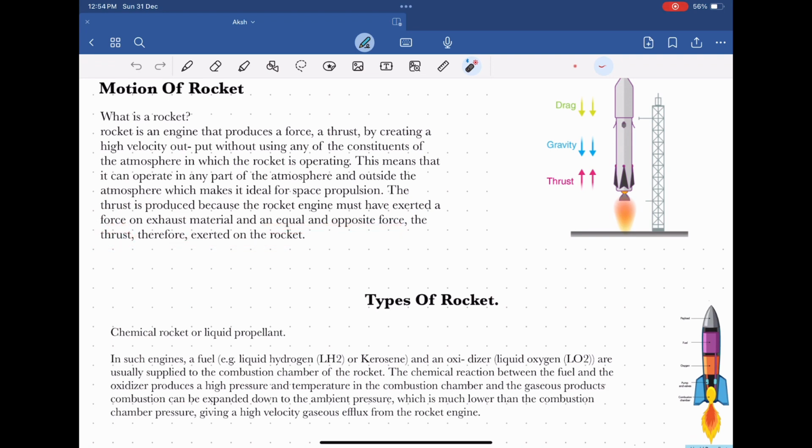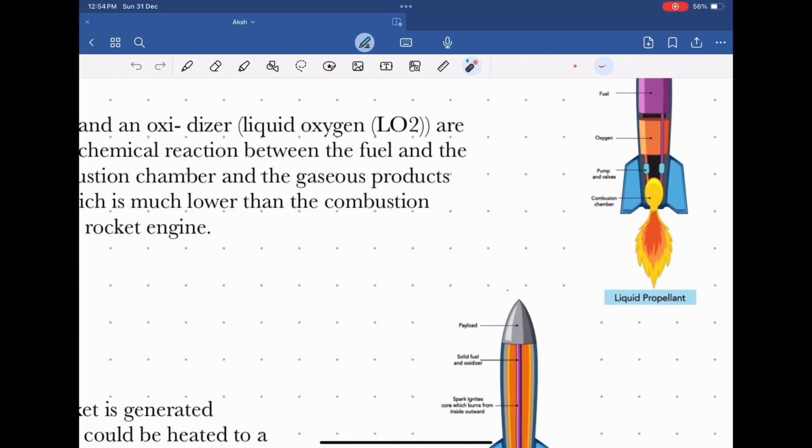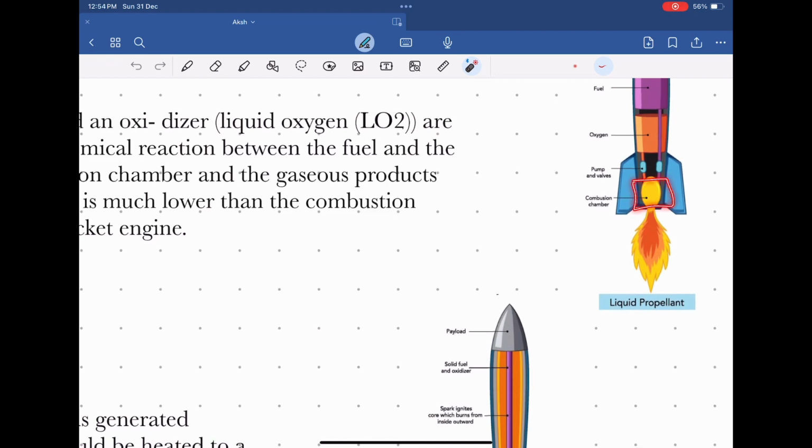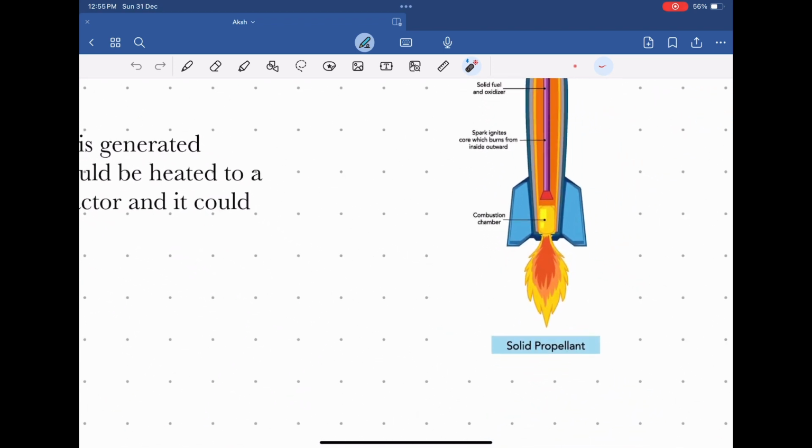Now there are two types of rockets: a chemical rocket and a non-chemical or solid rocket. The only difference between them is in the combustion chamber. In the combustion chamber of a chemical rocket, a liquid propellant is present that produces the gas jet, whereas in a solid or non-chemical rocket, inside the combustion chamber, a solid or a gaseous propellant is present that produces the gas jet.